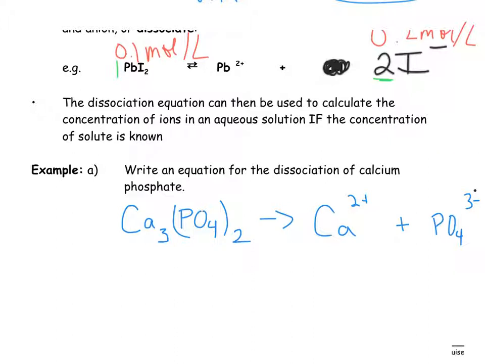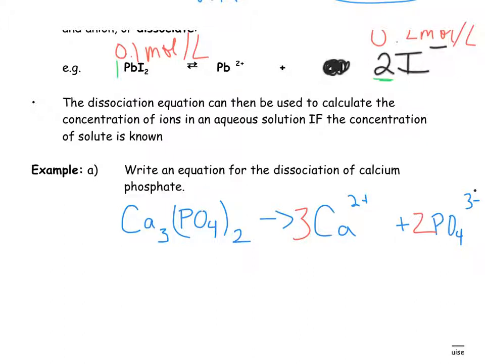Now I'm going to go ahead and balance. Well, I have 3 calciums here, which means that for every 1 calcium phosphate, I'm going to be releasing 3 calcium ions. And for every 1 calcium phosphate, I have 2 phosphate ions that are dissociating and become free in solution, so I'm going to put a 2 there. So hopefully you did okay with that. Let's look at the next part of this question.